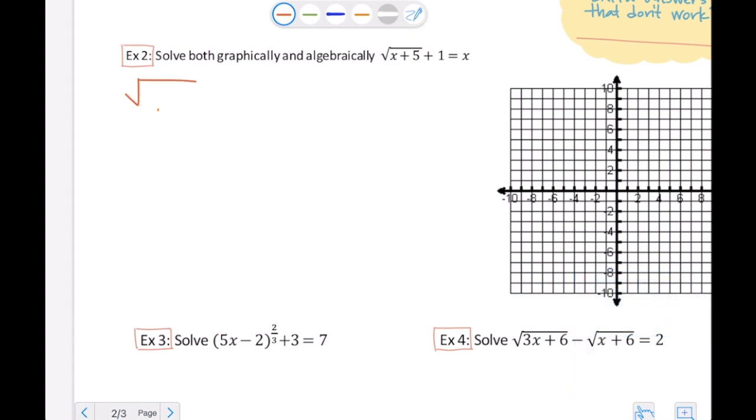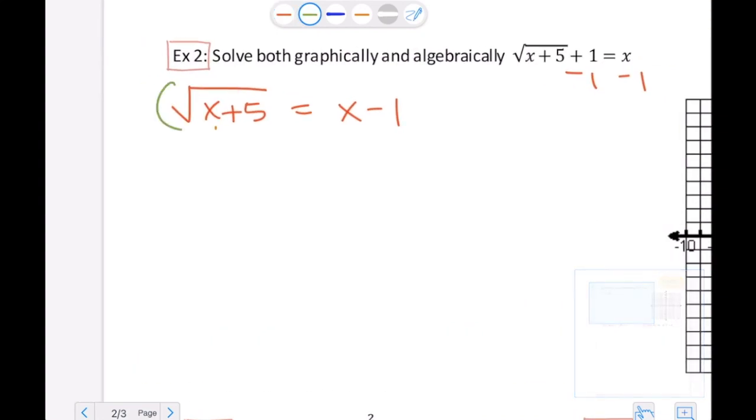So here we want to isolate our radical. So I'm going to go ahead and subtract 1 from both sides. So we end up with the square root of x plus 5 is equal to x minus 1. Now we square both sides because we're dealing with a square root. So on the left, we have an x plus 5. On the right, make sure you don't kill any puppies. You're thinking x minus 1 times x minus 1.